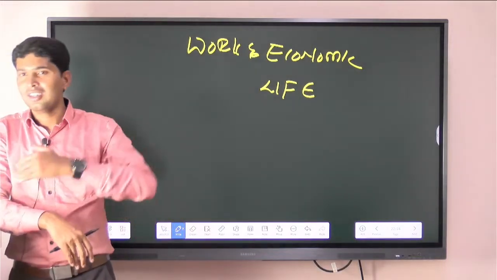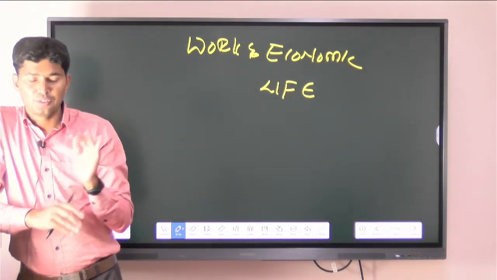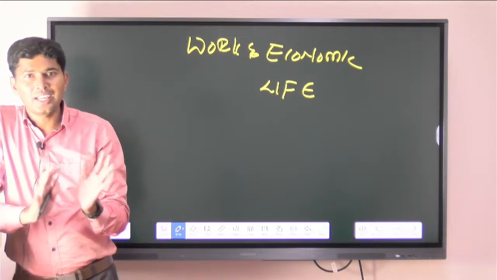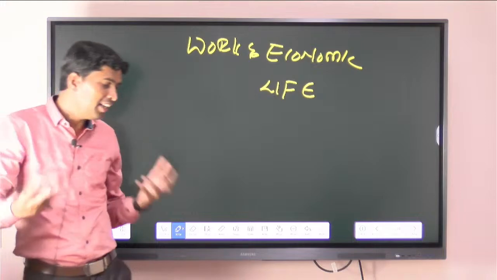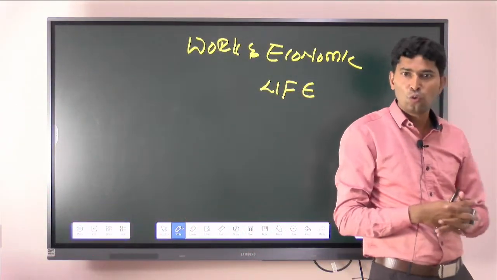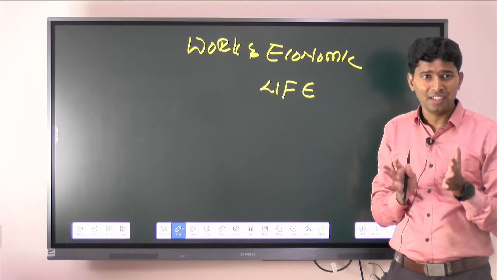Otherwise what happens? Life will become autopilot. What is autopilot mode? Automatically coming to the class, sleeping and over. Going to a job, working, it is over. Then who are you? What is your identity? You have to create not your existence, your presence in the society. Society should know who you are. So which means work and economic life is relevant even right now.